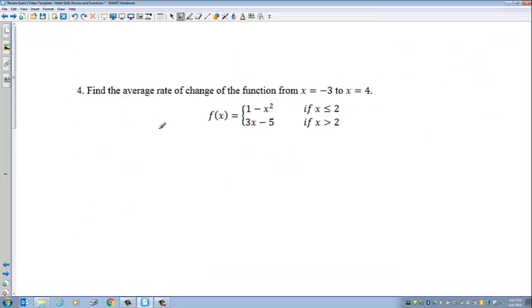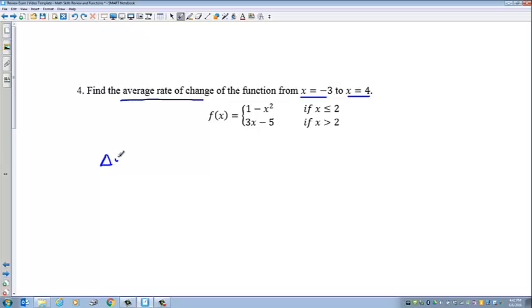And then the next problem, what we're going to do is find the average rate of change of a piecewise defined function. So here's our function. Notice it's defined in pieces. This piece if you're less than or equal to 2, and this piece if you're greater than 2. And what we want to do is find the average rate of change of the function from x equal -3 to x equal 4. So this is actually pretty simple.